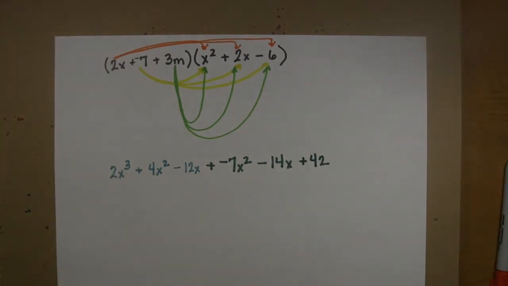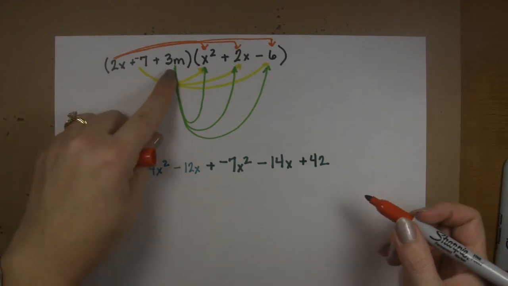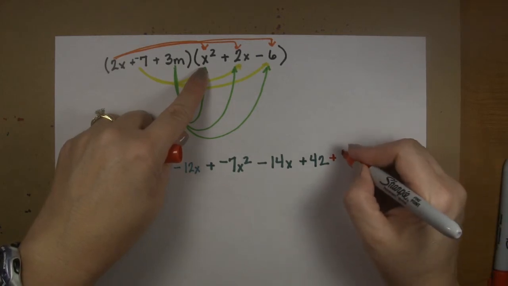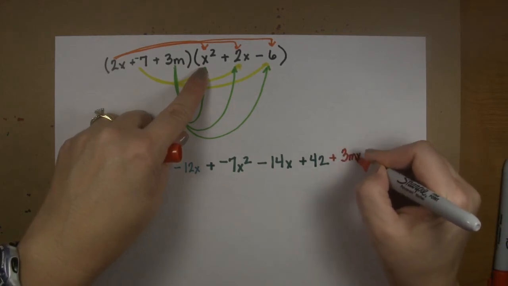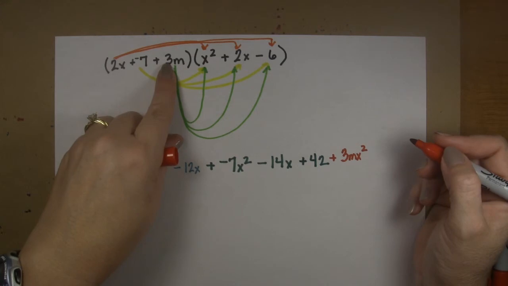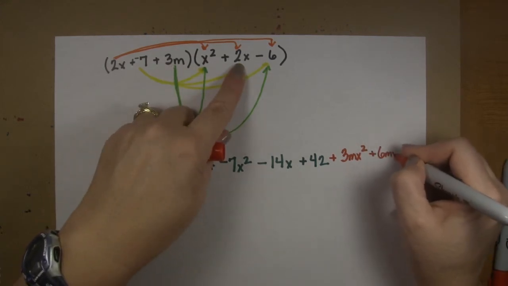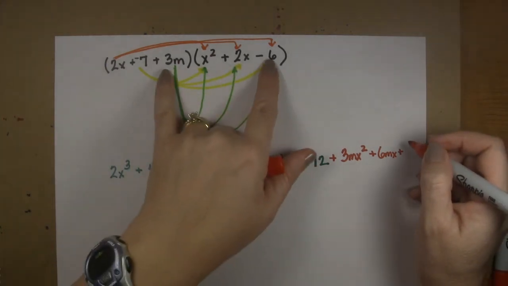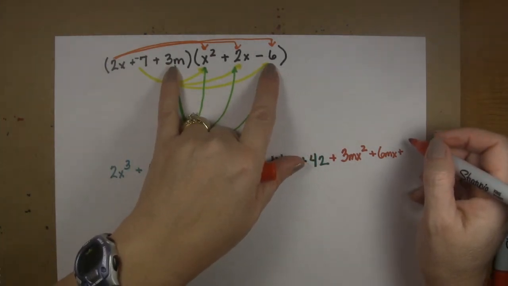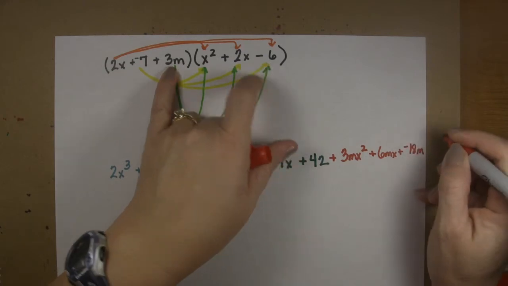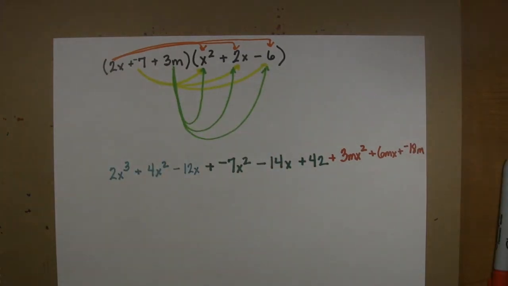But you were still not done, because now you have a third term. So you would do 3m times x squared, and you would get 3mx squared. 3m times 2x would give you 6mx. Ooh, and I'm almost going to run out of room. 3m times -6 will give you a -18m. Our next step is to combine like terms.